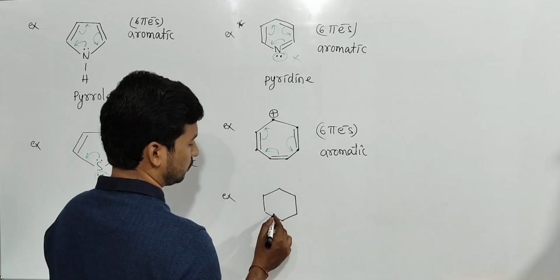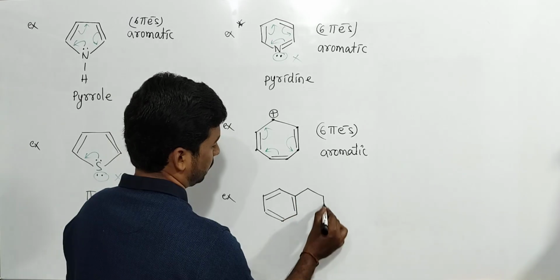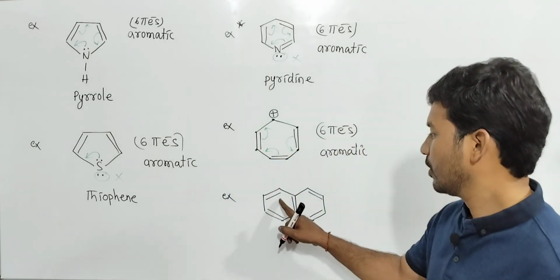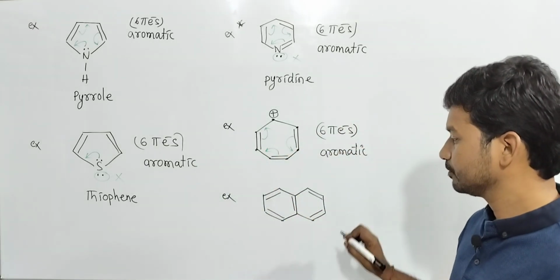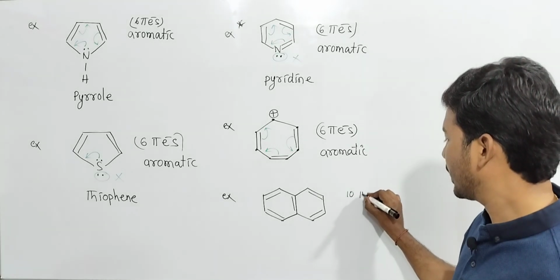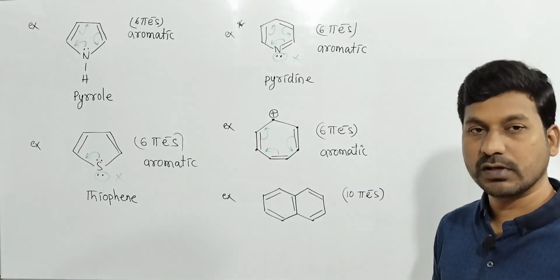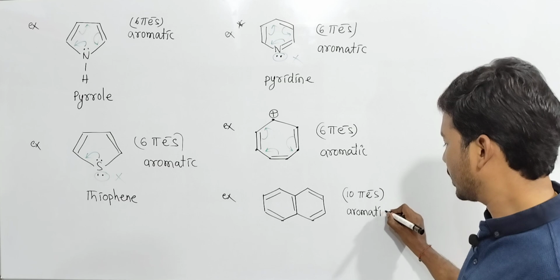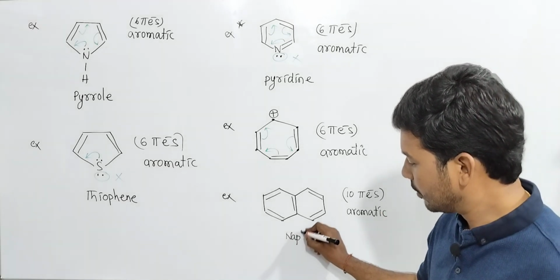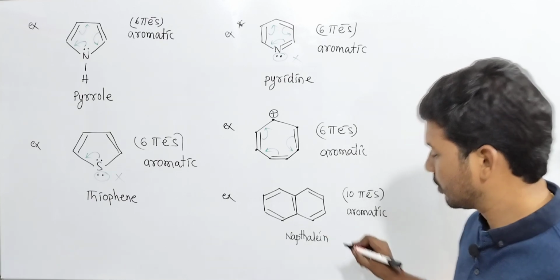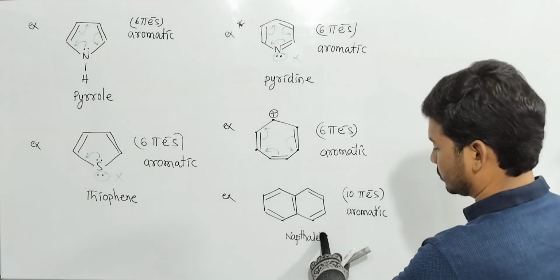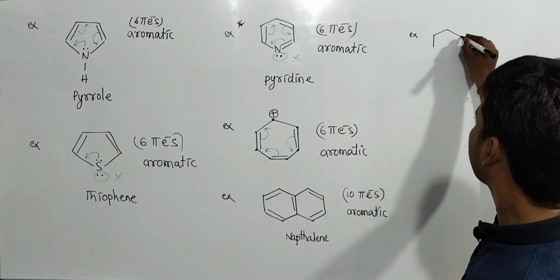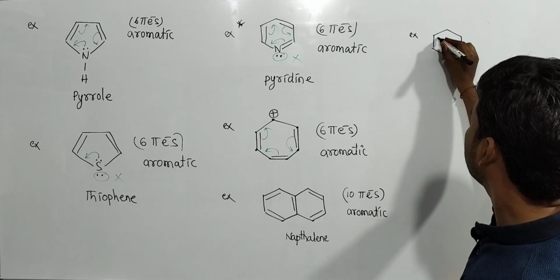Next, if you take naphthalene, this is benzene, yes. How many pi electrons are involved in delocalization? 1, 2, 3, 4, 5. 5 times 2 is 10 electrons. 10 pi electrons involved in delocalization. Hückel numbers are 2, 6, 10, 14, so aromatic. What is its name? Naphthalene. Next example, anthracene.